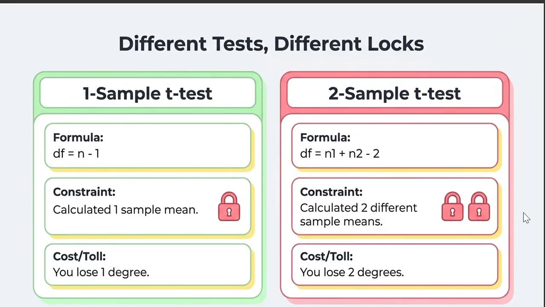The degree of freedom has a different formula according to a two sample or one sample test. So if it is a one sample test, then the degree of freedom formula is n minus 1, sample size minus 1. Okay, so to calculate one sample mean, here 1 degree of freedom we lost. And whenever a two sample t-test is there, the degree of freedom formula is n1 plus n2 minus 2. n1 means the sample size of the first sample, n2 the sample size of the second sample, and we have to subtract 2 here. Okay, so in this case we are losing 2 degrees.